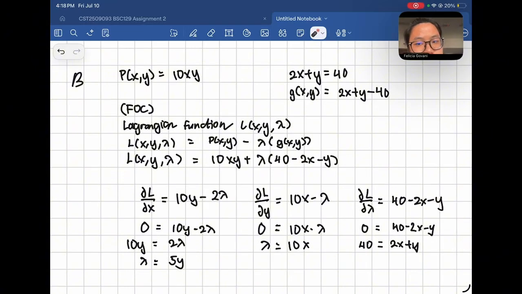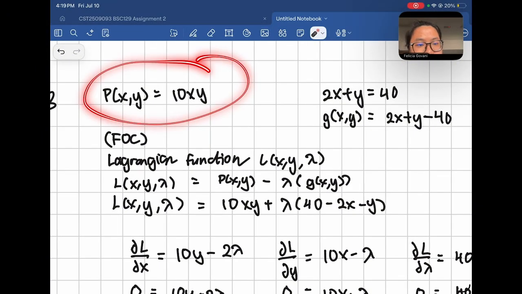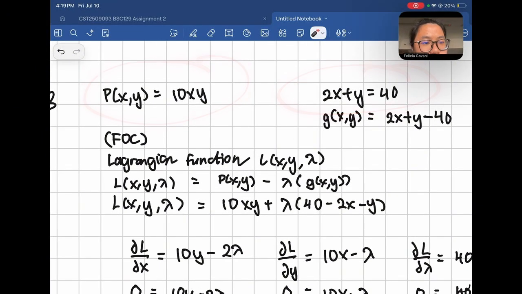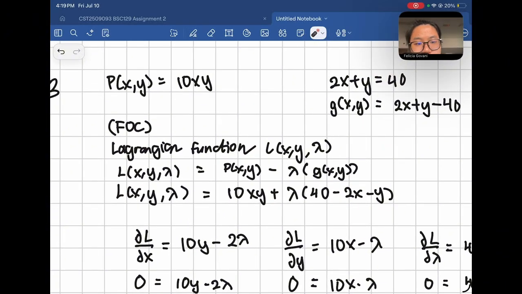So how do we do it? First, we write again the function and the equation for the constraint, and we make the constraint into a function like this, 2x plus y minus 40, so the 40 goes to here. Then we make a Lagrange function with respect to three variables x, y, and lambda: the function just now minus lambda times the constraint function.